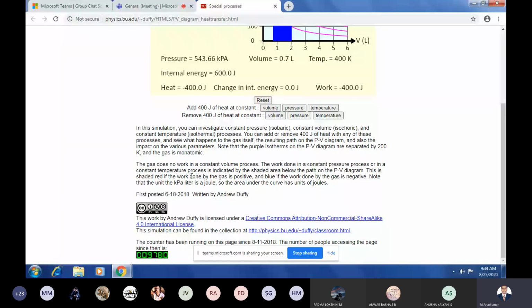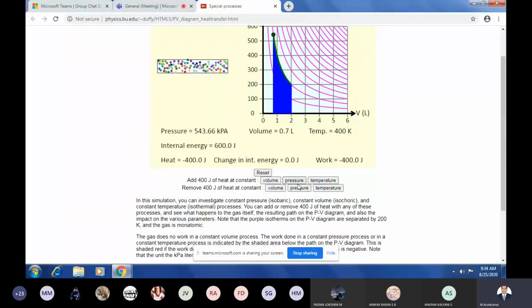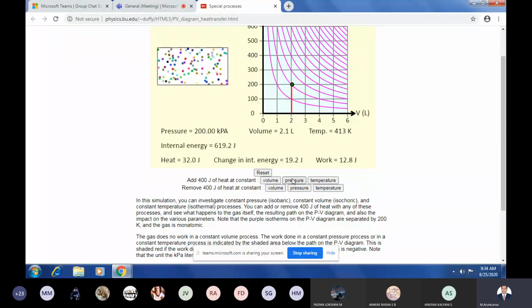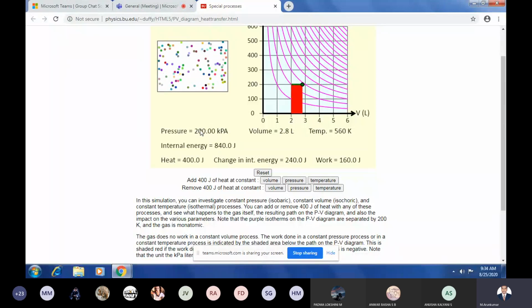Note that the unit is kilopascal times liter, which is a joule. So the area under the curve has the units of joules, right? If you want to calculate this area, take a constant pressure process. The initial pressure is 200 kilopascal, and the final pressure is also 200 kilopascal. So this is one point, and this is another point.